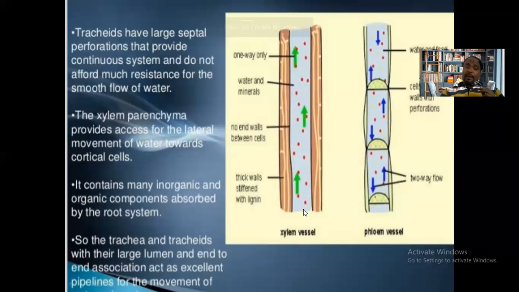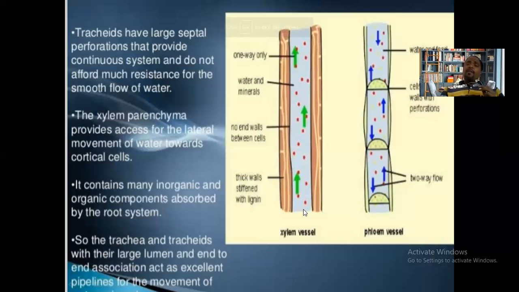So the tracheids, with their large lumen and end-to-end association, act as excellent pipelines for the movement of the water, and this forms the path for the ascent of sap. This xylem system forms the path for the ascent of sap.